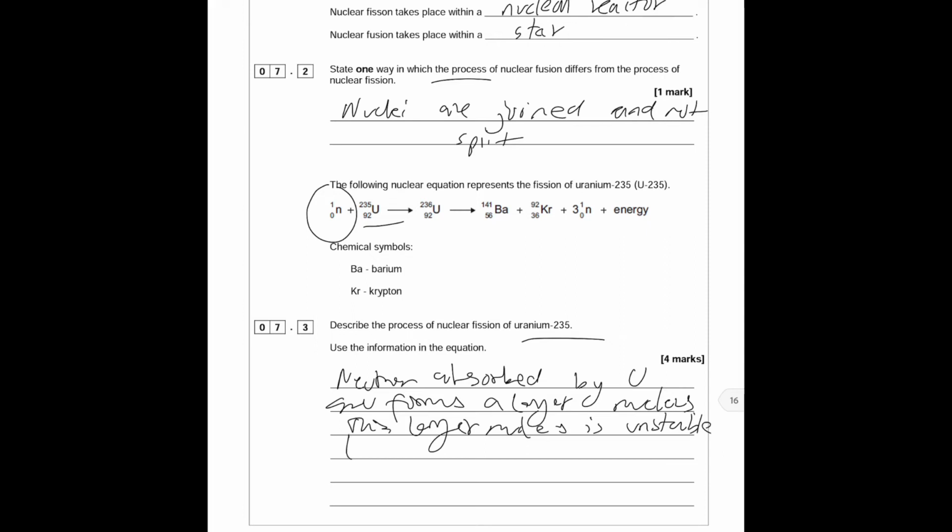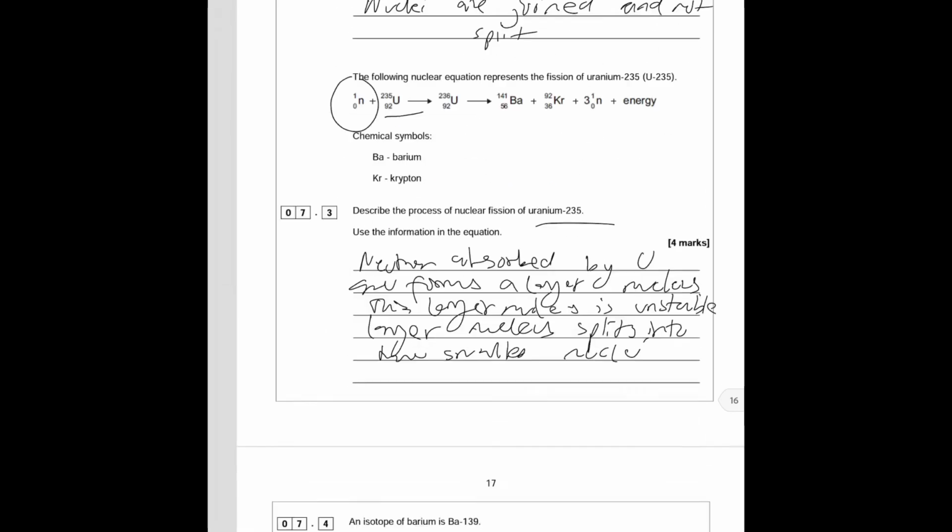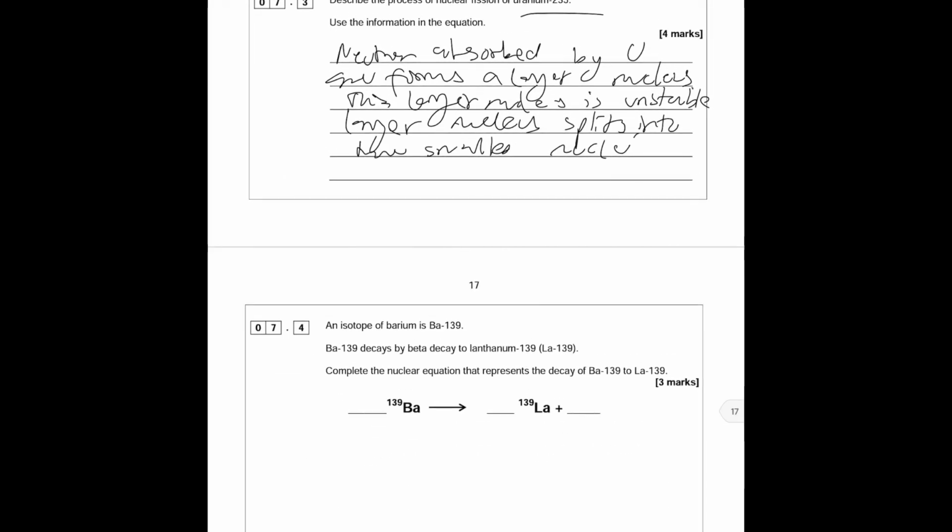The larger nucleus is unstable, and it splits into two smaller nuclei. So let's see how many points we have written. 1, 2, 3, 4. So there are 4 points. You can also mention that it releases 3 neutrons and energy as well.